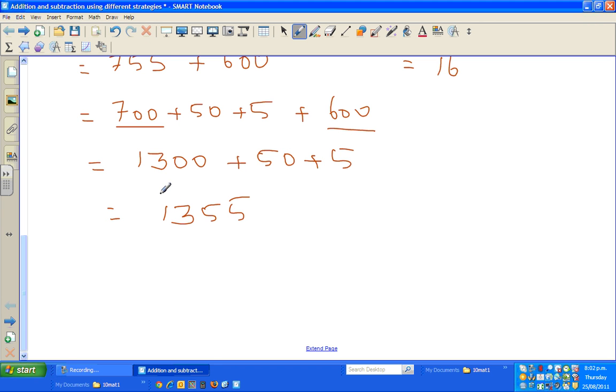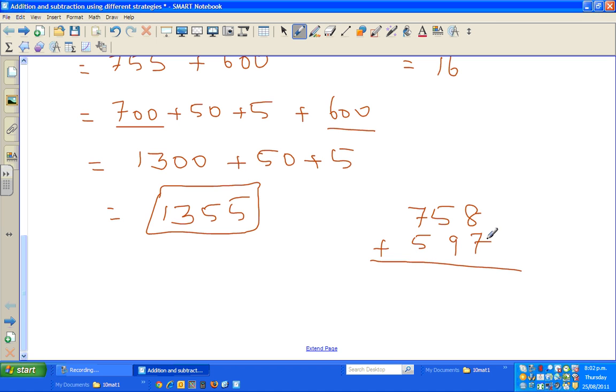Okay, now there's nothing wrong in also using the algorithm, which most of you may be knowing. This is 758 plus 597. The algorithm is helpful if you know what's happening. So what we are doing is, you add 8 and 7, which is 15. This 5 is in the ones place and the 1 is in the tens place. So 15 is 10 and 5. That's why we write 1 here, because this is in the tens place.